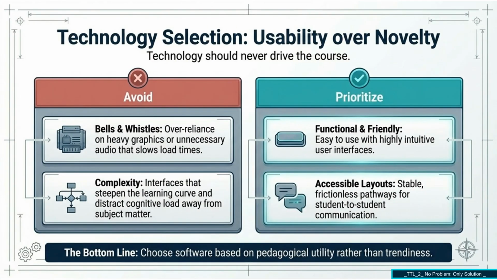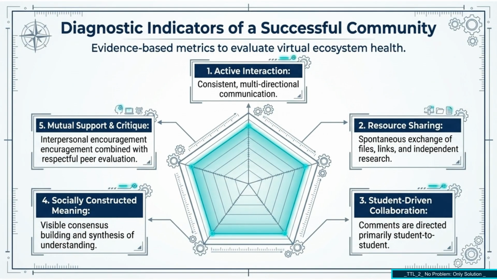When selecting technology, prioritize usability over novelty. Avoid overly complex interfaces that distract from the material. Choose functional, intuitive tools that support learning. Evaluate your community's health using diagnostic indicators, such as the level of active interaction, resource sharing, student-driven collaboration, and the quality of peer feedback.